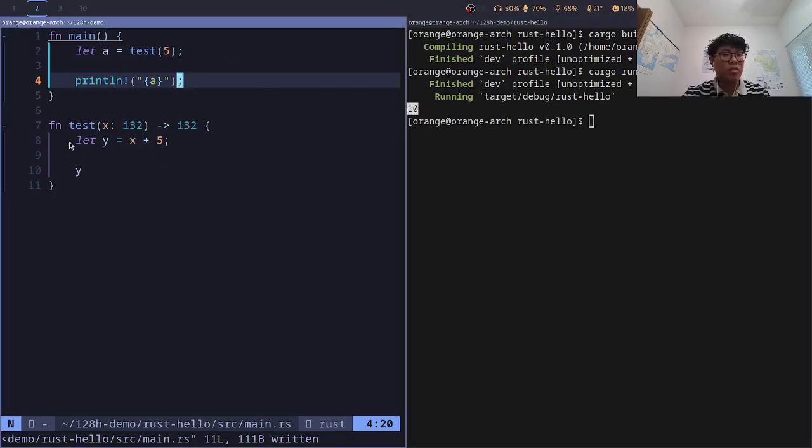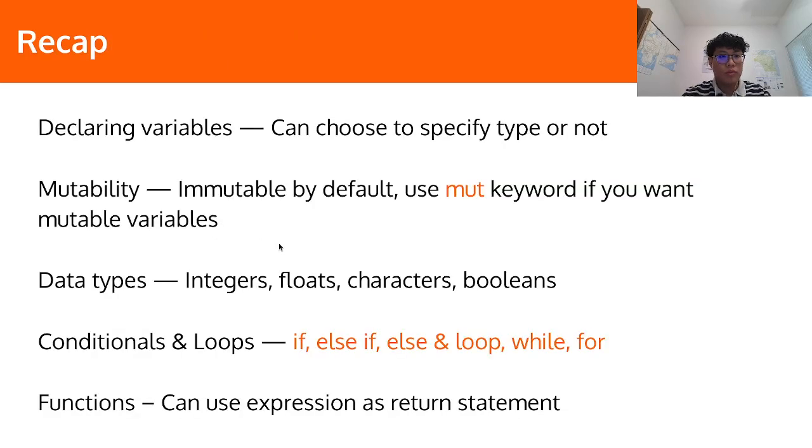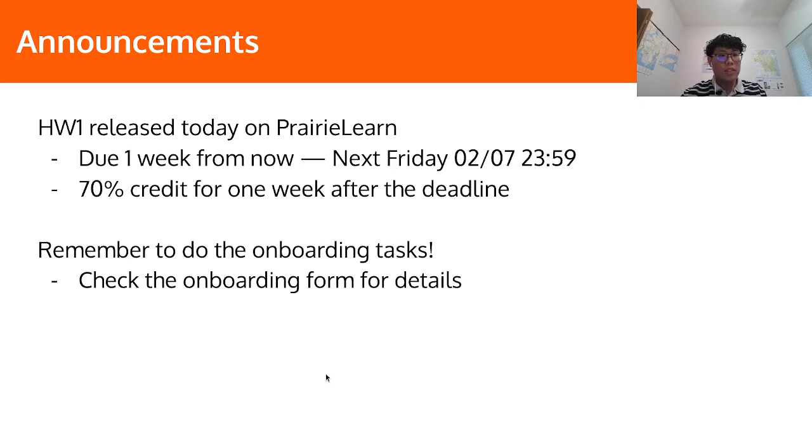So here in Rust, I think the special thing to note is that for the return expression in the last line of a function, you don't actually have to write return. Yeah, so that's functions, and I think that's all we have to cover the Rust basics about declaring variables, mutability, and functions.